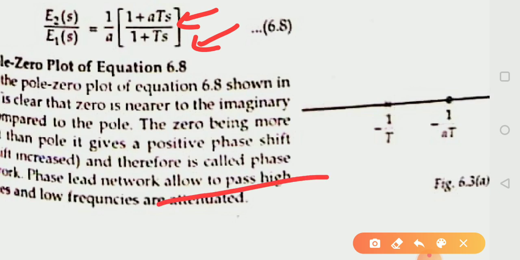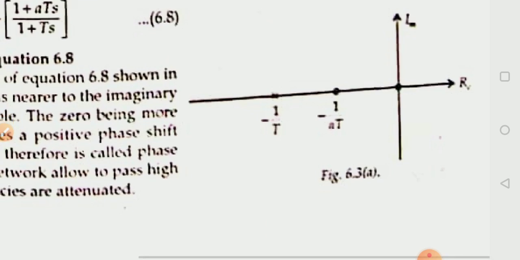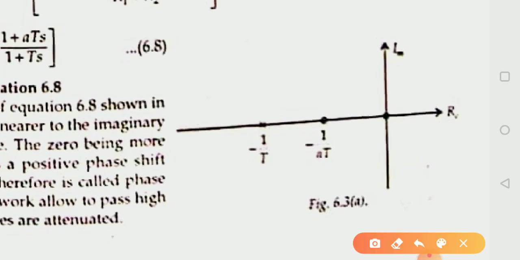When we draw the pole-zero configuration, we can see that this zero is nearest to the origin. We have the origin point here, so we can see that the zero is close to the origin. So this zero is the dominating zero, which means its effect is more in comparison to the pole.